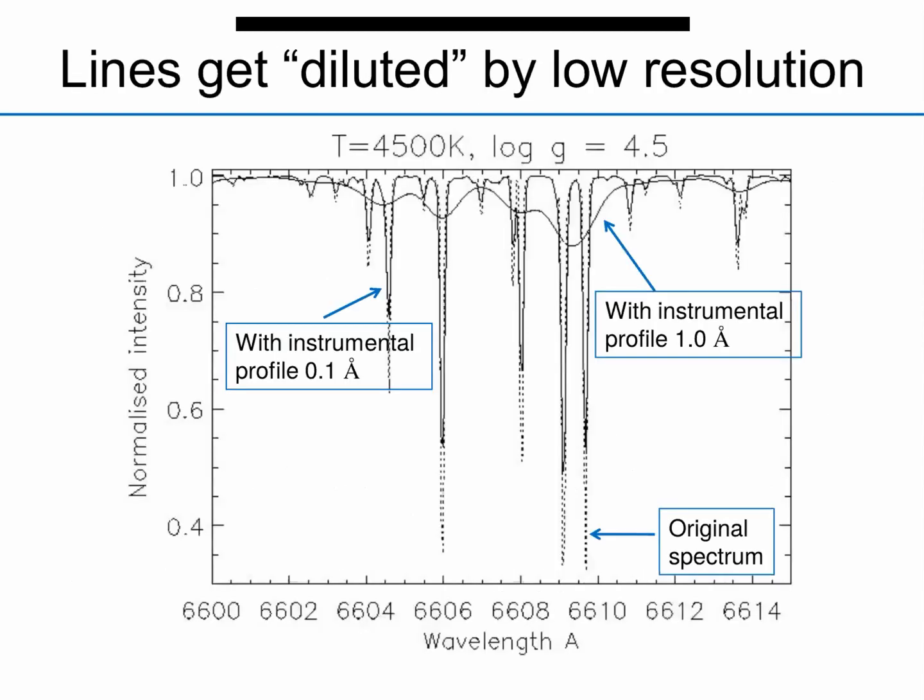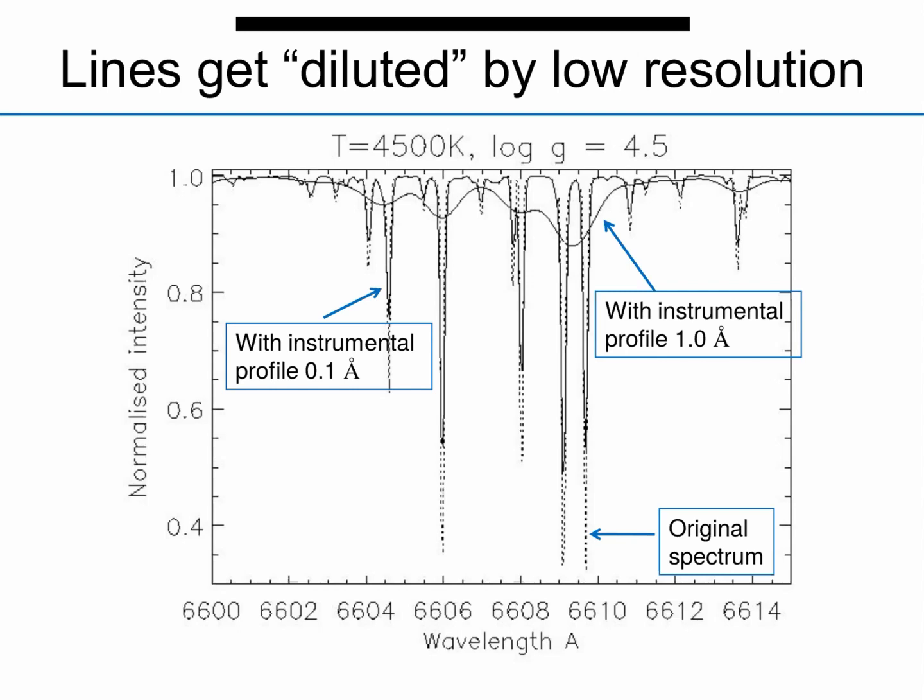There's also one interesting thing: depending on the resolution, the lines get diluted because you are averaging out more and more features, so your lines get blended, and also the continuum, the level without the lines, contributes information together with the line if your resolution is not high enough. So here you see actually calculated, synthetic spectra. With the dashed line, you have the original spectrum, and then you have two solid lines that give you different instrumental profiles. We call it an instrumental profile, which is the resolution of the spectrograph.